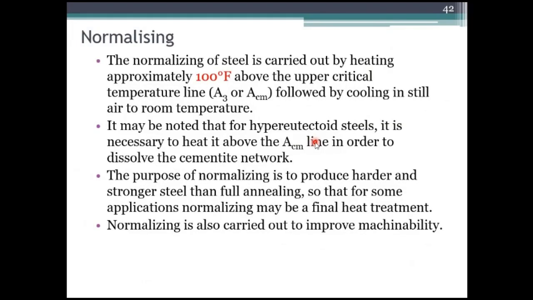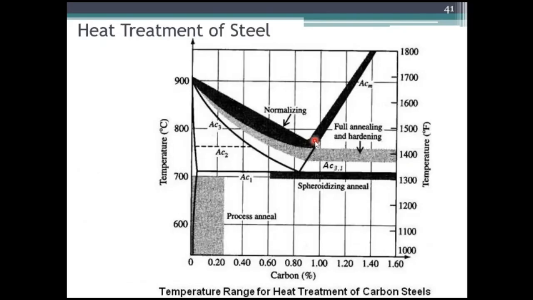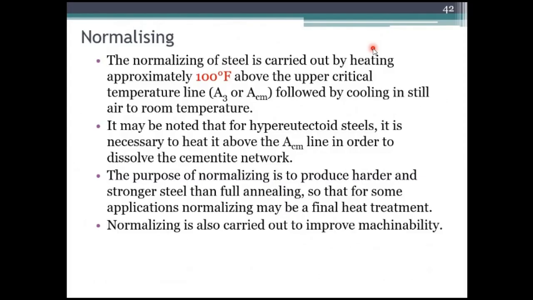Next, normalizing is nothing but heating approximately 100 degrees Fahrenheit above the upper critical line. Sorry, not 1000, but 100 degrees Fahrenheit. At this point, the upper critical line is at 1700, so we heat it up to 1800, followed by cooling in still air to room temperature. That is, we will not cool it within the furnace, but outside at normal room temperature.